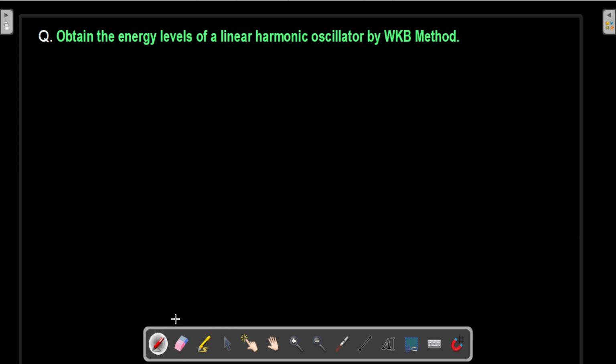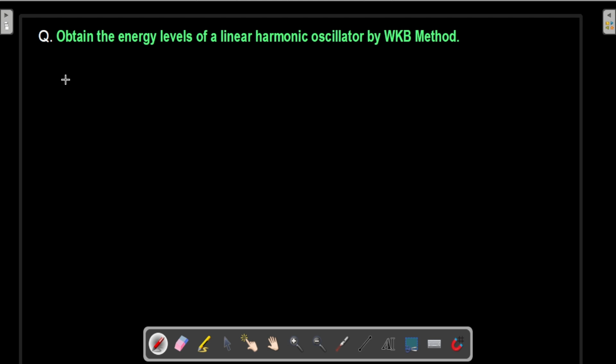Okay, today I am going to discuss a question on the WKB method. The question is: obtain the energy levels of a linear harmonic oscillator by the WKB method. Here we have to find the energy levels of a linear harmonic oscillator.